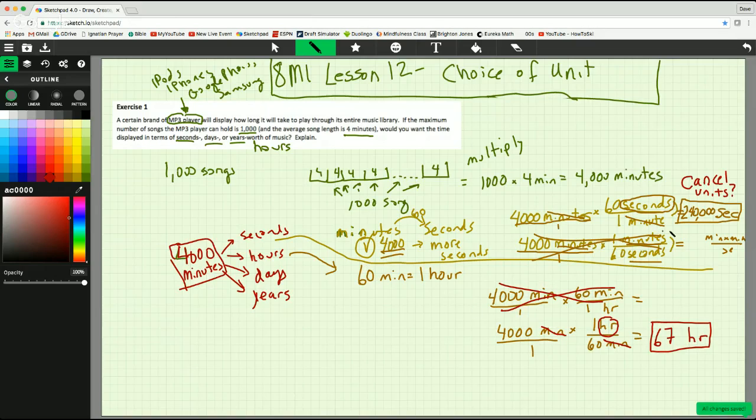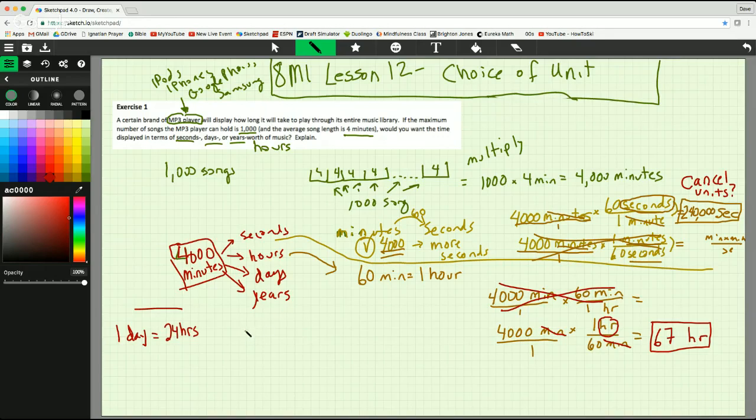So 4,000 minutes is 240,000 seconds, 67 hours. Let's do the same thing with days. So 4,000 minutes we know is 67 hours. So let's convert these 67 hours into days and not these minutes into days, because it's going to be easier. Because we know how many hours there are in a day. There's 24 hours in one day.